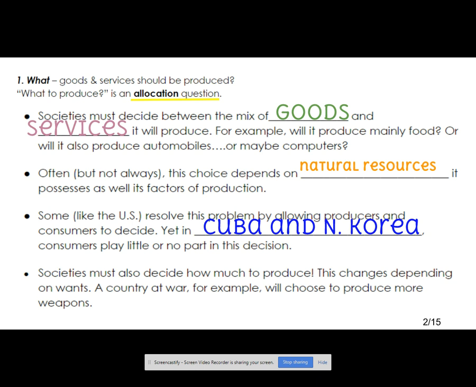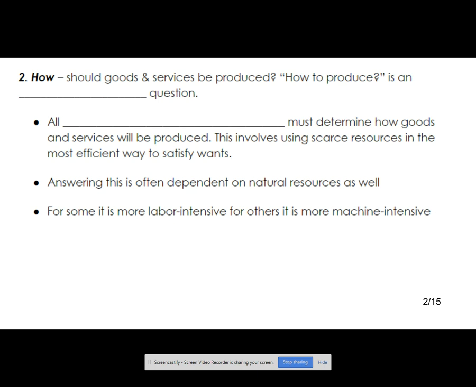So societies must also decide how much of those things to produce. And this depends on our wants. It depends on the needs of the society at the time. For example, are we fighting a war? Are we in peacetime? Have we had a natural disaster? Those types of things. Okay, so the first economic question was what? And that was an allocation question. The second economic question, after you decide what it is, you have to decide, well, how are those goods and services going to be produced?